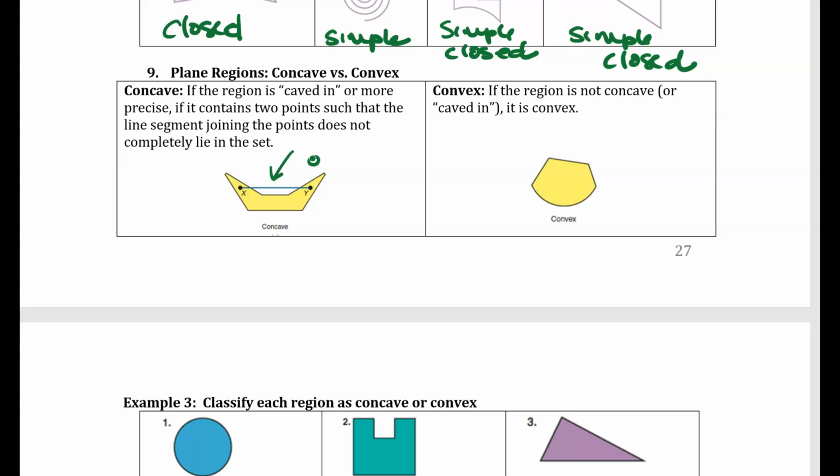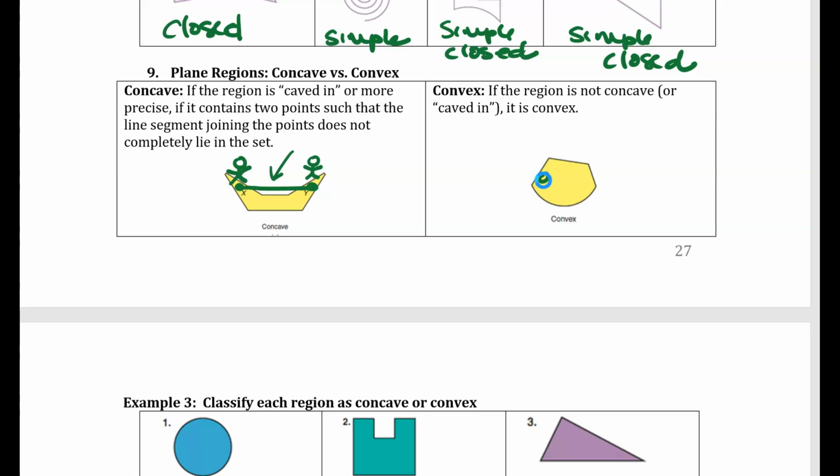So imagine this is you right here and you're standing at this dot. And then you should be able to put a friend anywhere else on the figure. So let's say my friend is over here. And let's say you guys are both holding an end of a string and you stretch the string so it's tight. If the string goes outside the figure, then it means it's concave. If it does not, then it's convex.